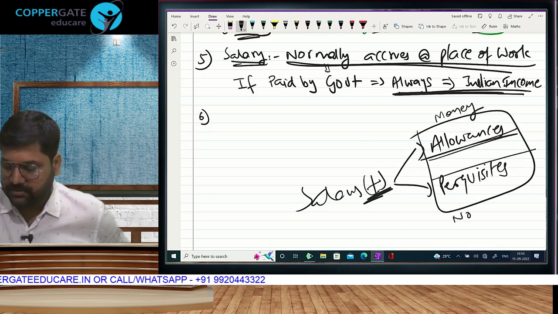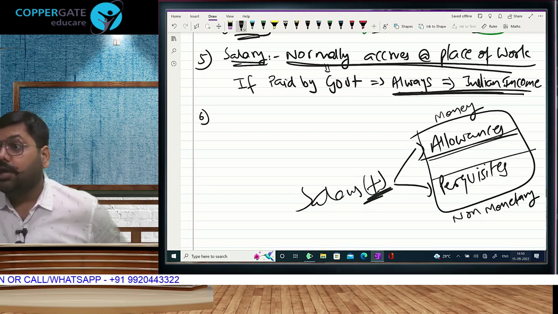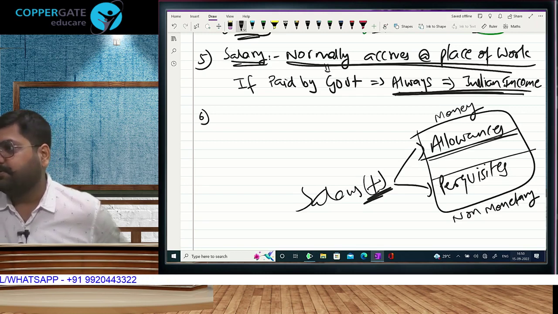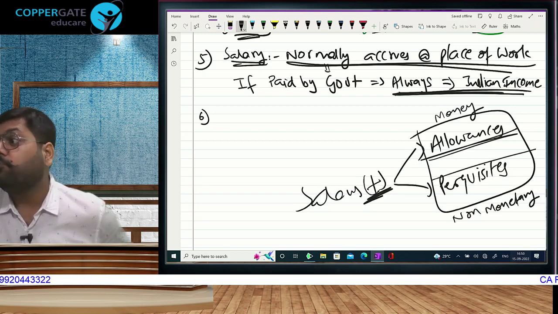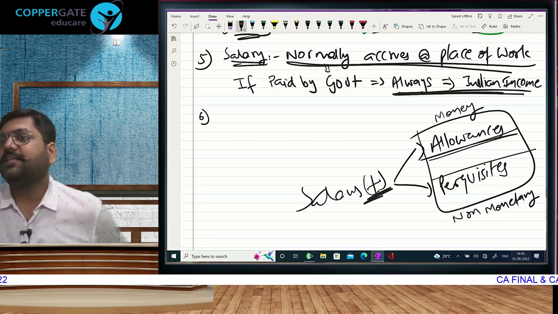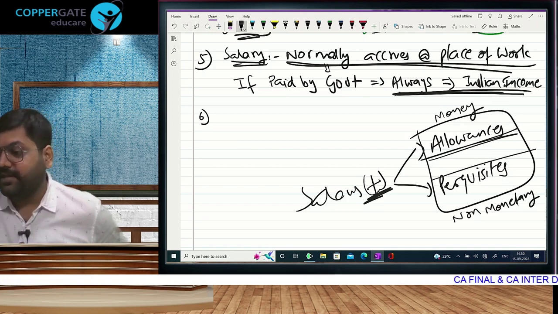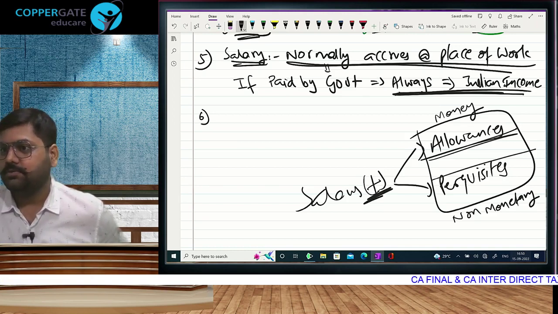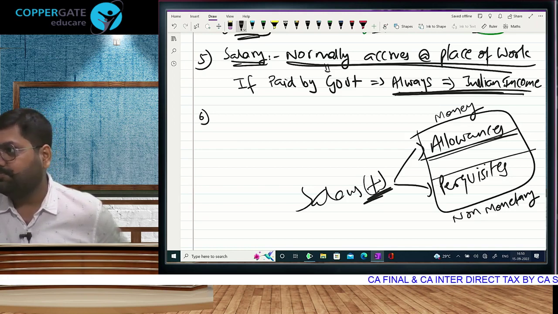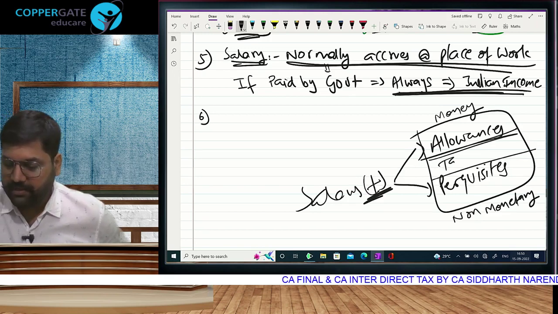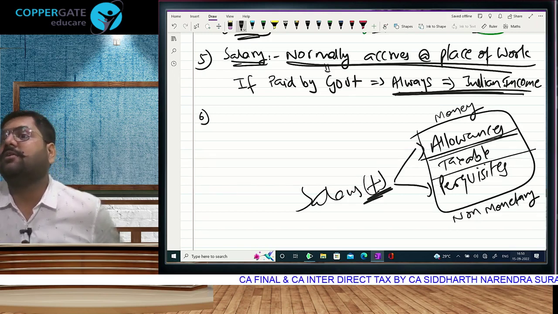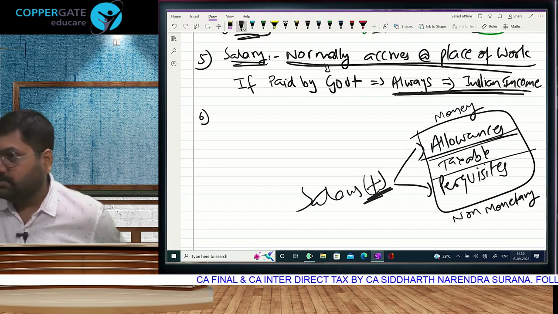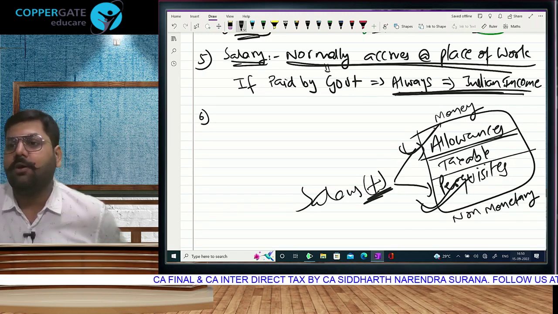And perquisite means non-monetary. So this time, your boss is not saying take money, pay rent. He is giving you a key, saying take this, go and sleep. House facility. Take this car. Take this food. So non-monetary is called perquisite. Both of them are over and above salary. Both of them are taxable also. When we learn income from salary, the first head of income, we have to learn about allowances. We have to learn about perquisites.